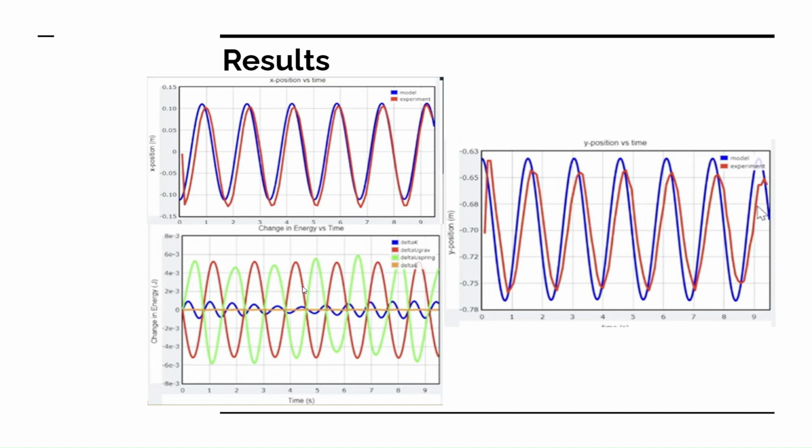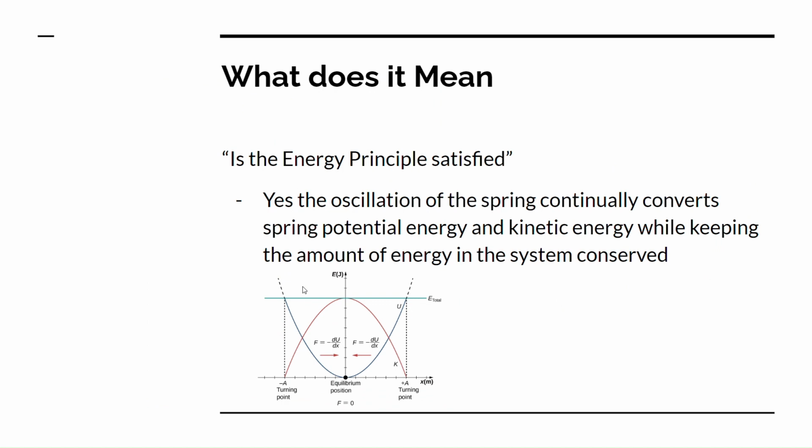So let's go on. What does it mean? Is the energy principle satisfied? Yes, it all goes between those three energies: kinetic, spring, and gravitational. And that makes it go in an oscillation where it follows that wave pattern that we saw on the previous slide. You can see in this graph that they just change into each other.